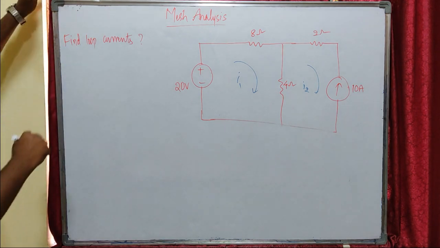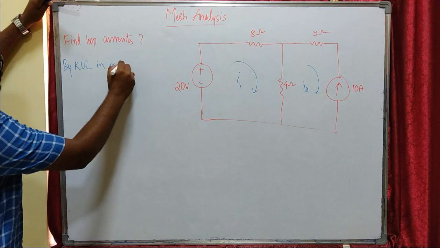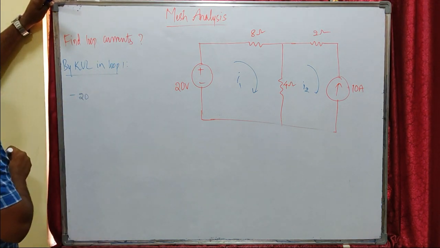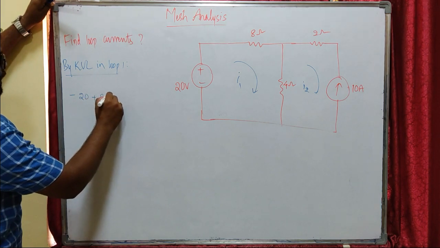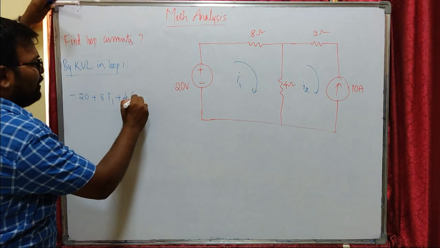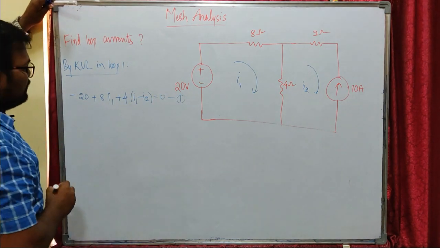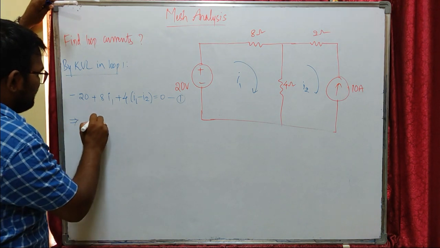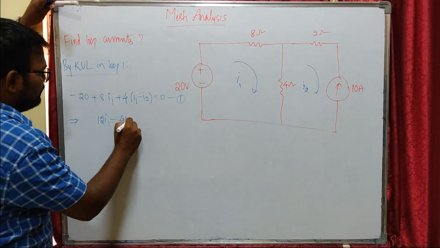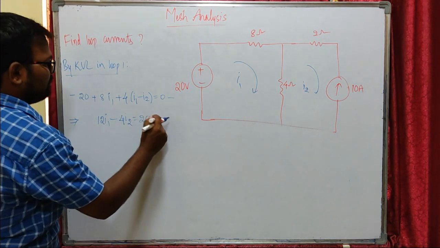Now let us apply KVL in loop 1. Starting from the first terminal of each element, that will be minus 20 plus 8 into I1. For the common branch, plus 4 into I1 minus I2 should be equal to 0. This is equation 1. Let us rearrange this. That will be 8I1 plus 4I1, that is 12I1 minus 4I2 should be equal to 0. So let us treat this as the first equation.